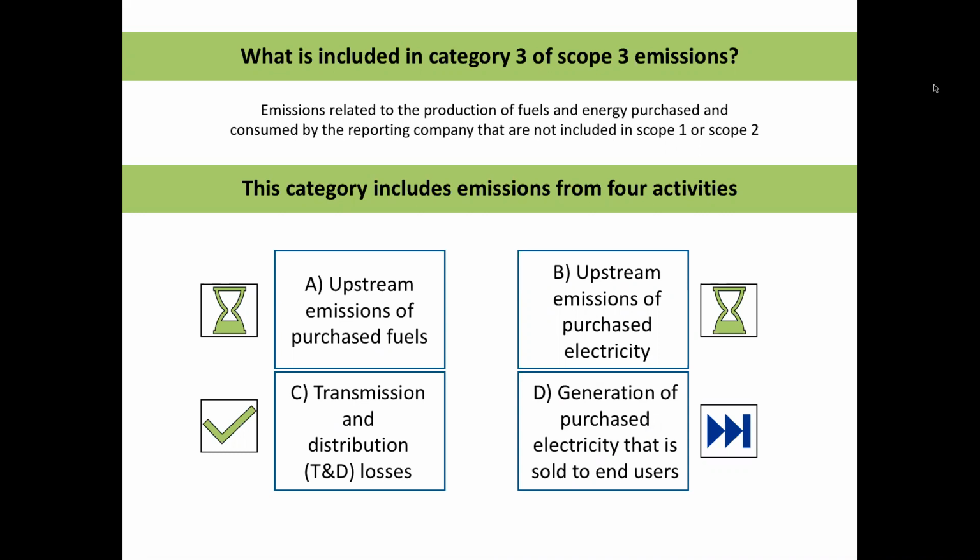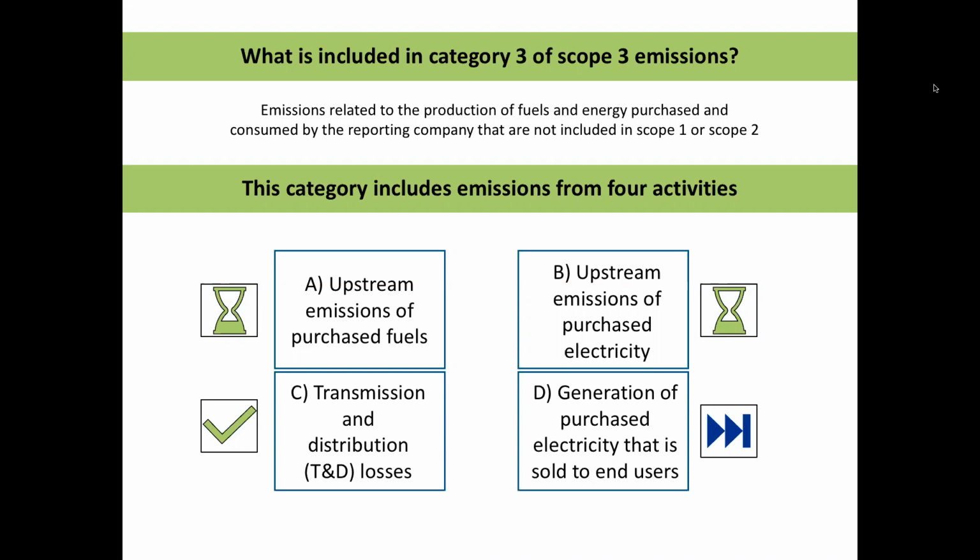The first one is the upstream emissions of purchased fuels, which is the extraction, production, and transportation of fuels consumed by the reporting organization. And some examples include mining of coal or refining of gasoline. The second activity is the upstream emissions of purchased electricity, which is the extraction, production, and transportation of fuels consumed in the generation of electricity, steam, heating, and cooling. Again, some examples are refining of different types of fuels and extraction of natural gas.